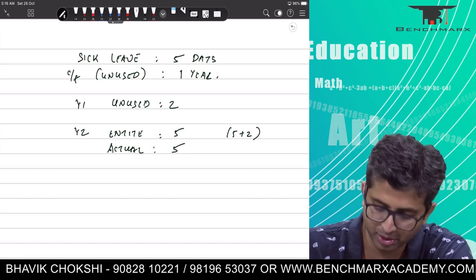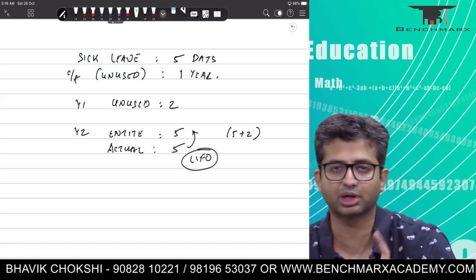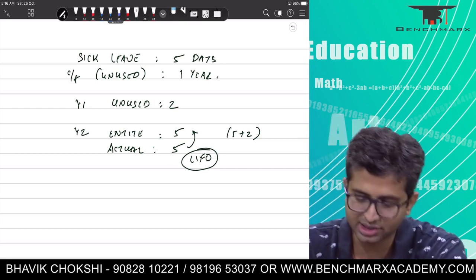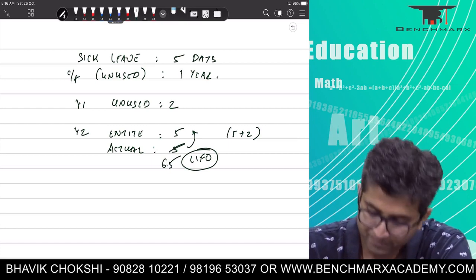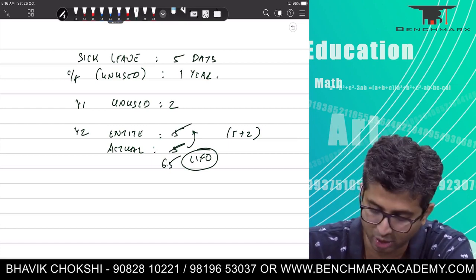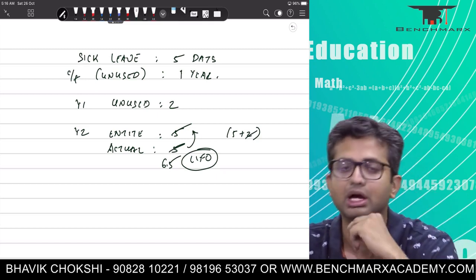If you actually take only 5 days of leave, then these 5 days will be first adjusted on a leave for basis, which means first they will be adjusted from the current year, and then if there is any excess, so for example, if instead of 5, you were to take 6.5 days, then you will utilize the entire 5, and out of this 2, you will utilize another 1.5, and hence your 0.5 will lapse.